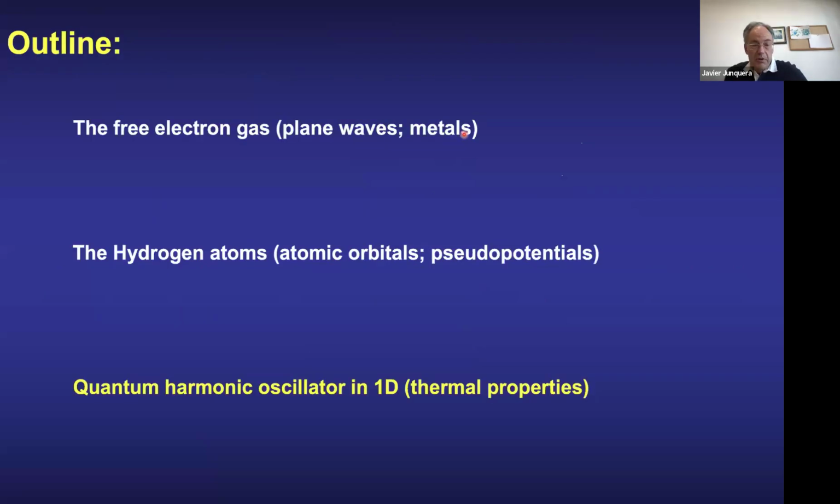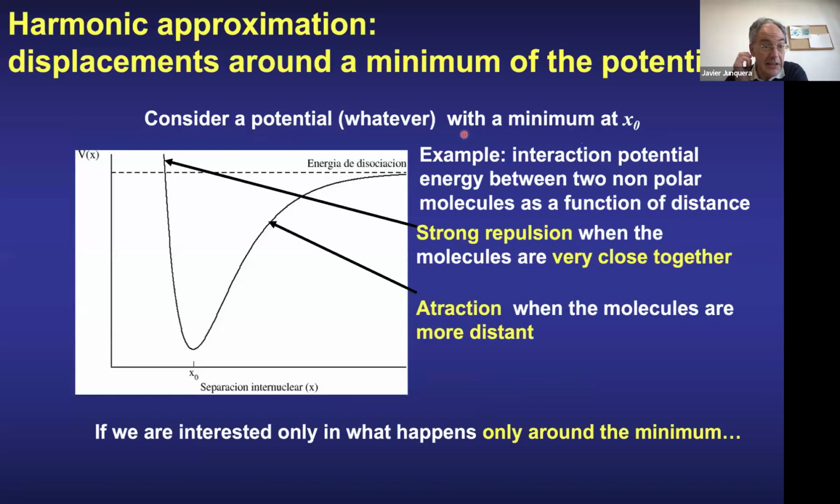So the last example is the quantum harmonic oscillator in one dimension. So this is a very, very important problem, not only from the quantum point of view, but also from the classical point of view. In the next few slides, I would like to emphasize the importance of this harmonic approximation. So imagine that you have a potential, whatever. But the most important thing here is that this potential that I'm considering has a minimum at a given position that I'm calling here x naught, okay?